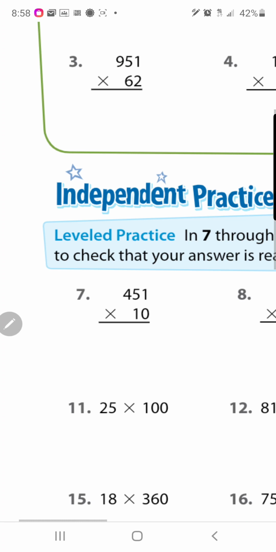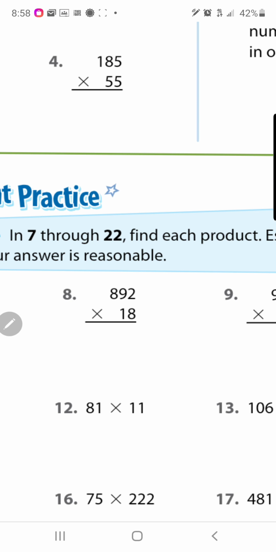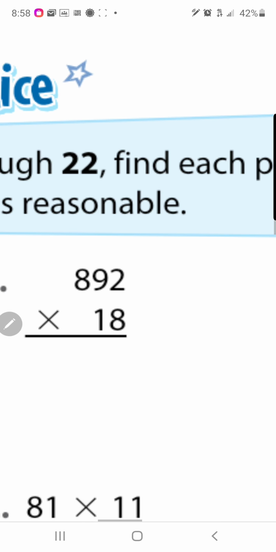Let's go ahead and go into number 8. And here we go. Let's zoom in a little bit higher on that one, so that way I can do the math. 8 times 2 is 16, carry the 1. 8 times 9 is 17, plus 1 more is 18, carry the 1 in the hundreds place. And 8 times 8 is 64, plus 1 is 65. There's your first partial product.